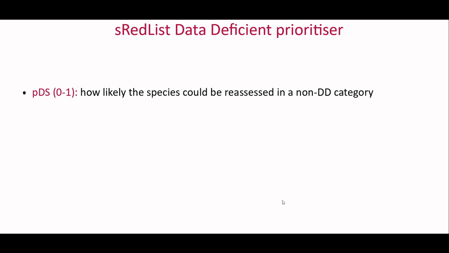PDS. This is how likely we estimate the species could be reassessed in a non-data deficient category. It will be high, for instance, for a species with many GBIF records that lives in an area with few other data deficient species and that has a relatively large range size.